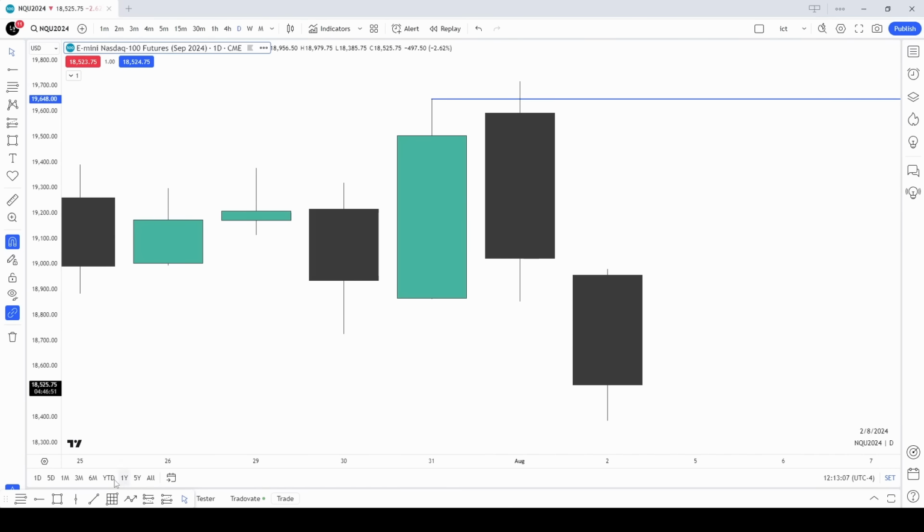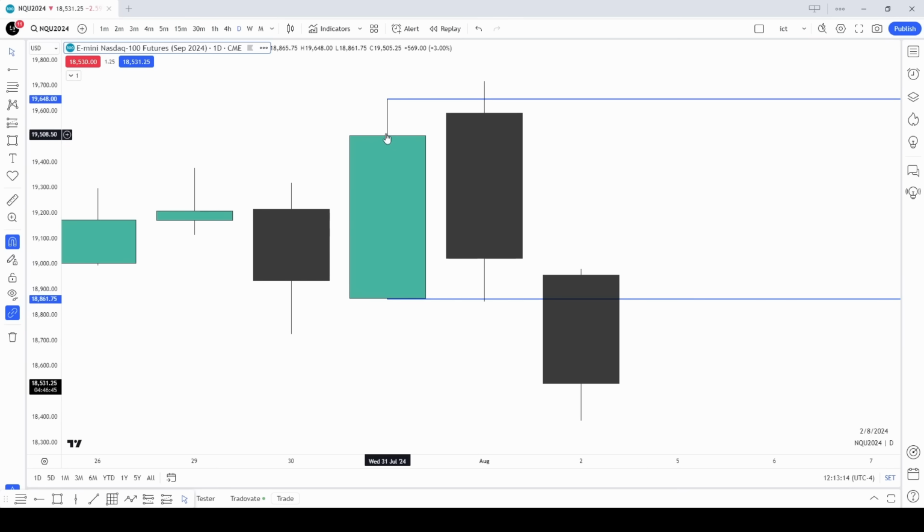So if we have a directional bias and we've taken out the candle high, we can now look at the candle low. We have a range here. We have a high, an open down here, a low, and a close. So we have the full anatomy of a candle. If we've taken out buy side liquidity, we aim for sell side liquidity.